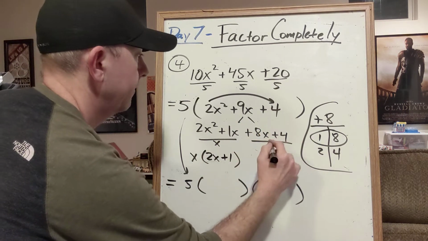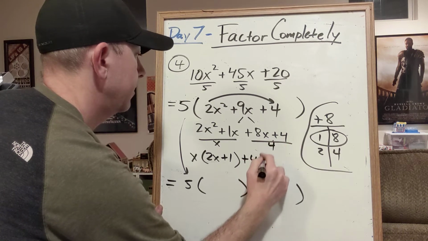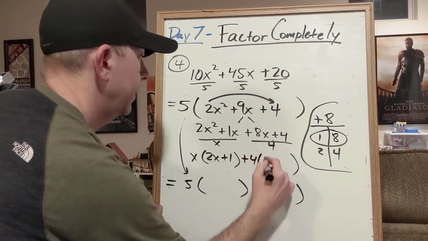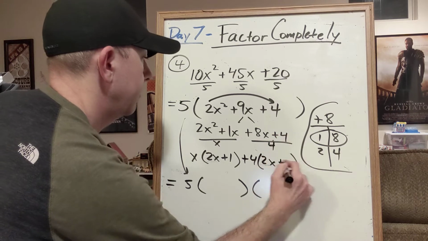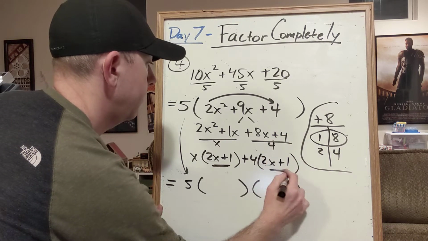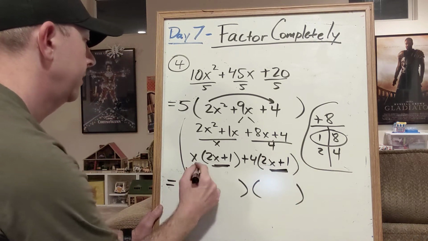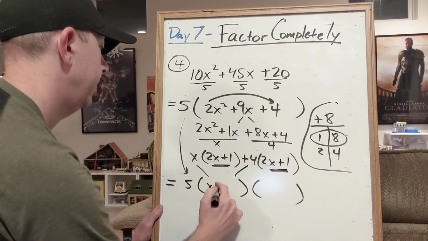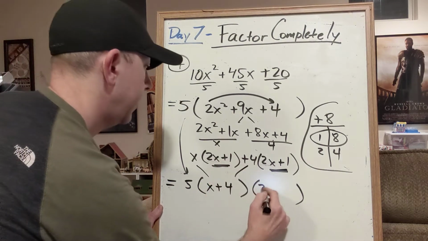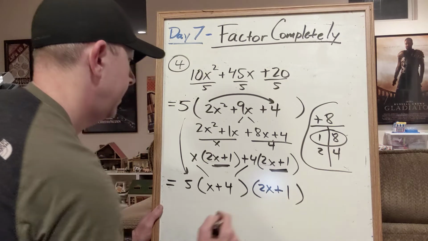Over here, 8 and 4, the 4 works into both, so we put plus 4. 4 into 8, we get 2x. 4 into 4, we get plus 1. So we've got what we want. We got like terms. So the x and the plus 4 go here. The 2x plus the 1 goes there.